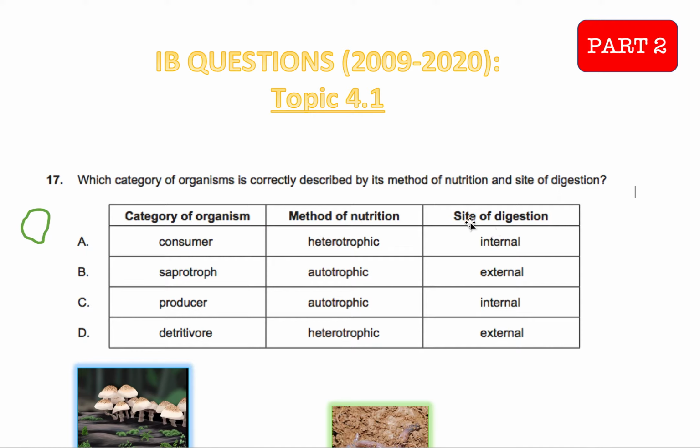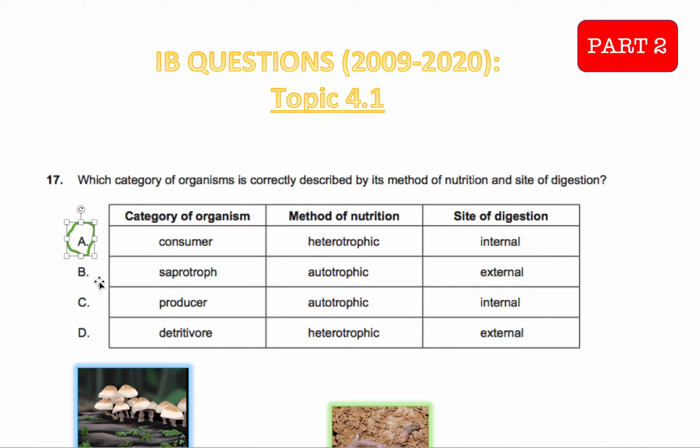And do we break our stuff down inside our body? Yes, we do internal digestion. So far, A seems correct. Let's see if we can break down why the other ones are wrong. It's super important to also eliminate the rest, because maybe there's some kind of trick in the question sometimes that you don't see immediately.